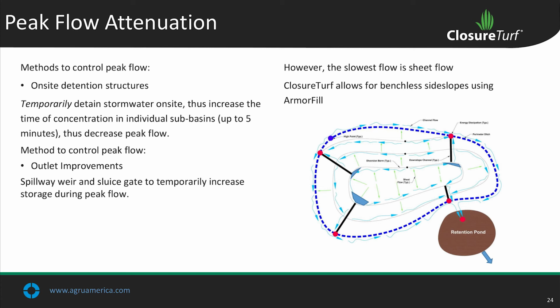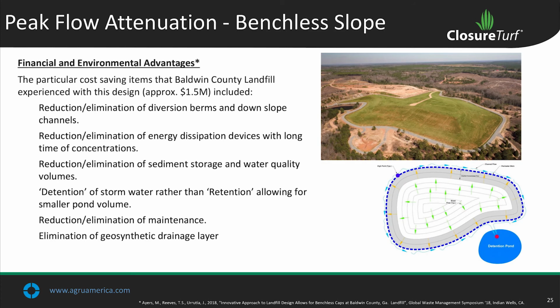Now there's some methods to control peak flow from prescriptive covers or on-site detention structures, like these here in blue. These temporarily detain stormwater on site, thus increasing the time of concentration in individual subbasins up to 5 minutes, thus decreasing the peak flow. And they temporarily detain because, say you construct them with Sacrete, they leave gaps in between the bags, and the water will drain out after the storm ends, even though it's retaining some during the peak of the storm.